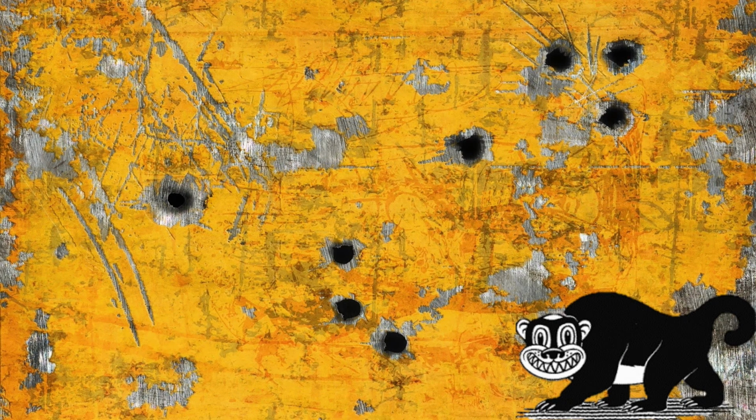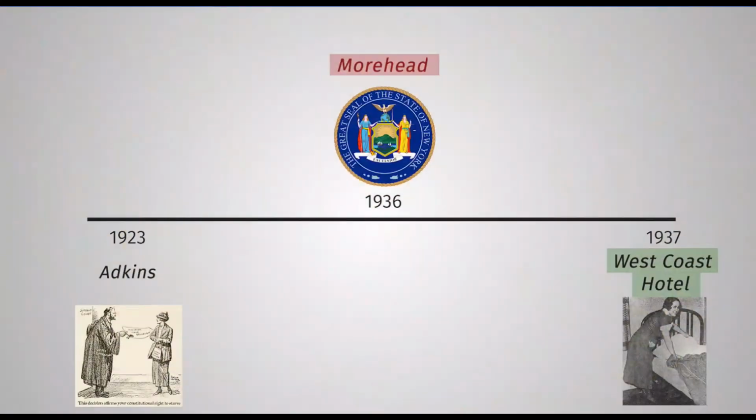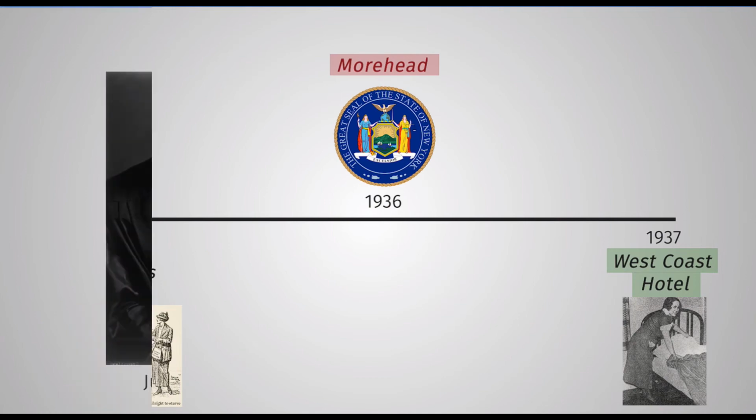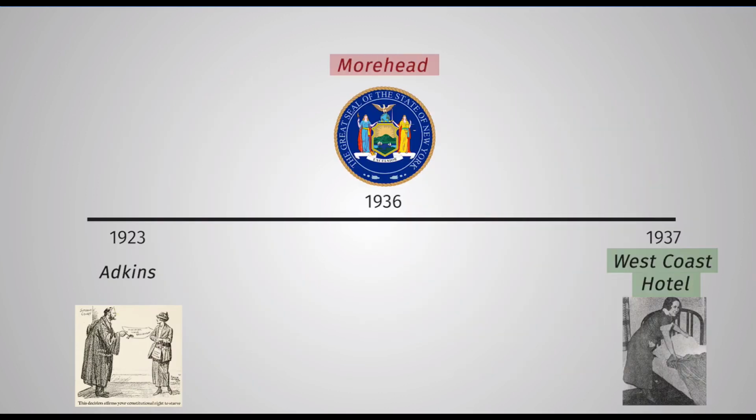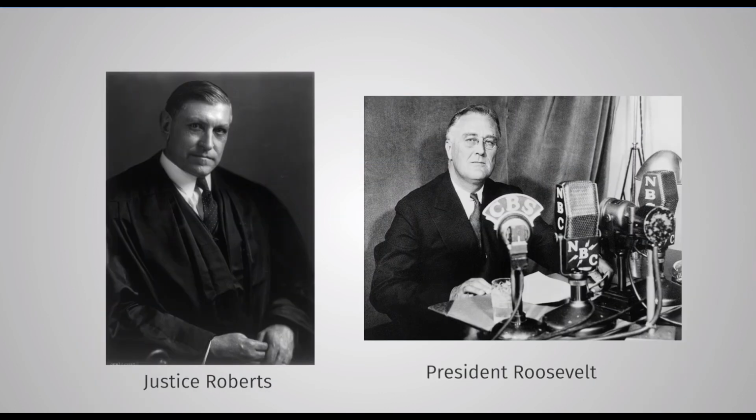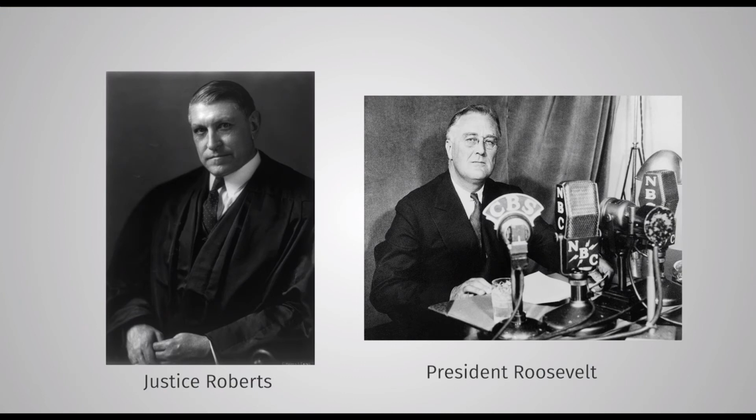So on March 29th, 3 weeks after the president's announcement, in West Coast Hotel, Justice Roberts wrote the majority opinion, his apparent reversal from Moorhead. His apparent reversal from Moorhead created the appearance that the court packing proposal had actually influenced his decision.